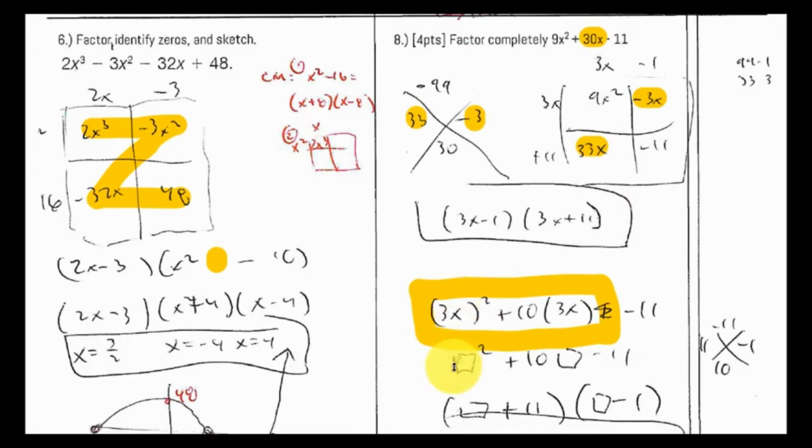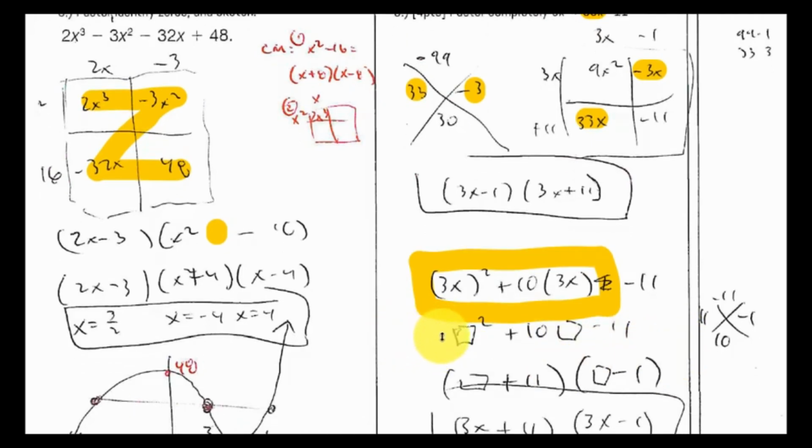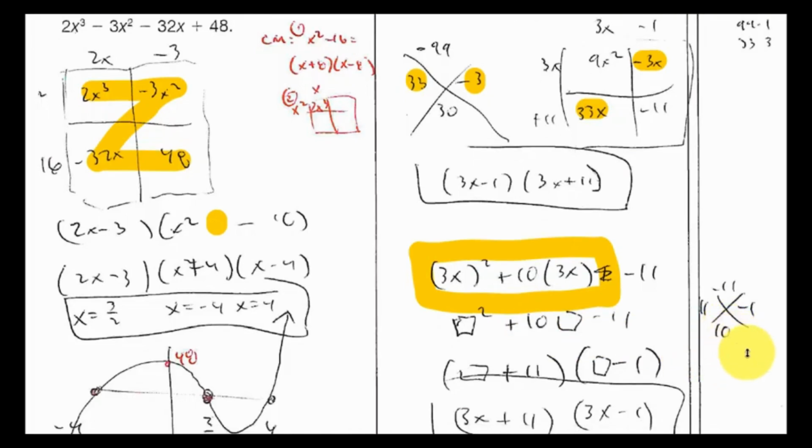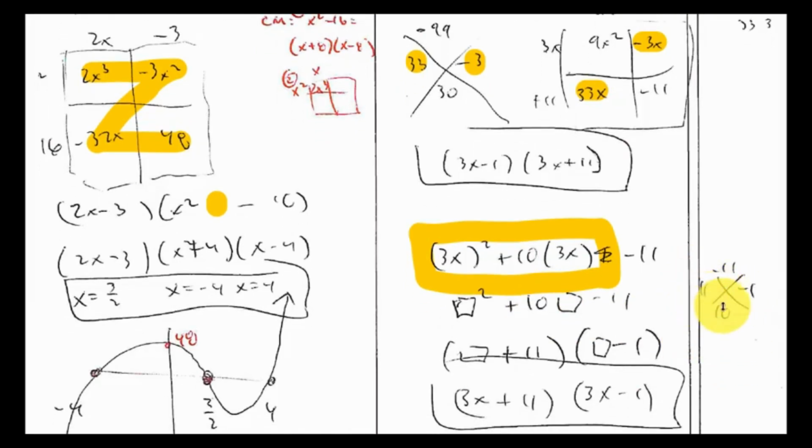So if my box equals 3x, I get box squared plus 10 box minus 11. A is 1, C is -11. My B value there is 10. 2 numbers that multiply to be -11 are 11 and -1, and those 2 numbers add together to be 10. So I have 11 and -1. And the great thing is I don't have to use a box because your A value is equal to 1. And then you substitute your box back in for 3x, and you get the same answer as above.